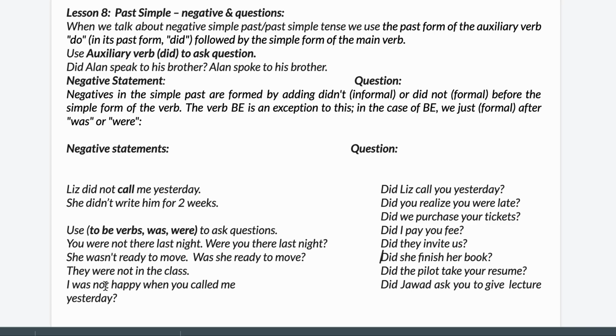So this is what we use. Here we use the to be verb, okay? And here we use the auxiliary verb do. The second form of do is did. So that's what we use here for negatives, and here we use it for questions.